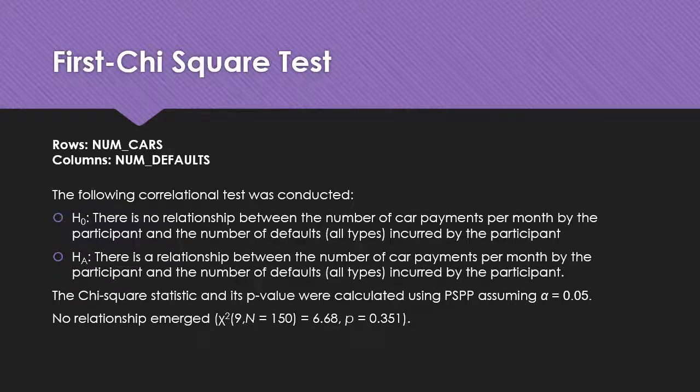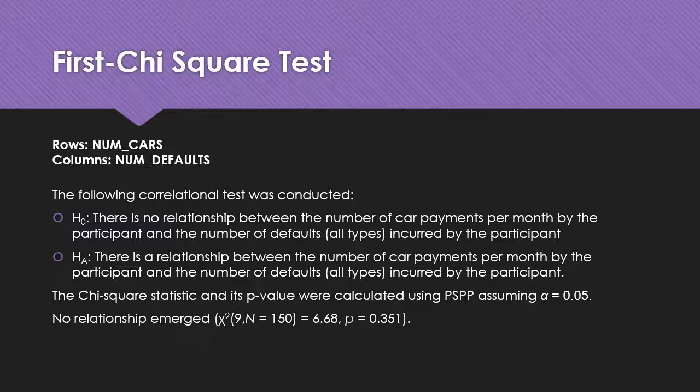The first test we will conduct looks at the correlation between the number of car payments per month and the number of defaults, that's defaults of all types, incurred by the participant. So our null hypothesis is that there is no relationship between the number of car payments per month by the participant and the number of defaults, all types, incurred by the participant, and the alternative hypothesis is that there is a relationship between the number of car payments per month by the participant and the number of defaults, that's all types, incurred by the participant.